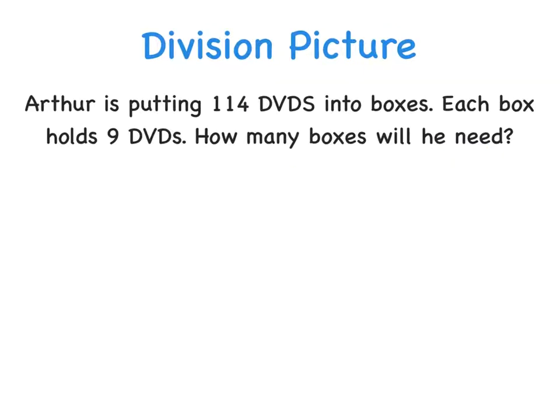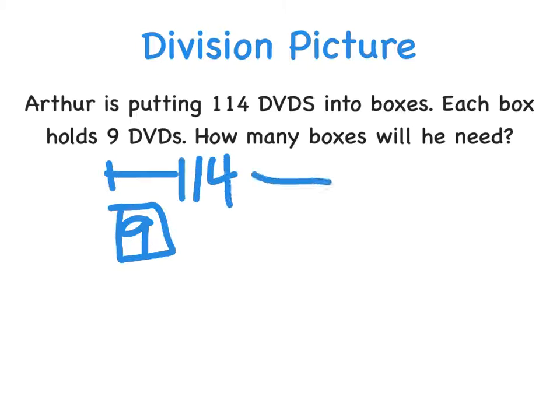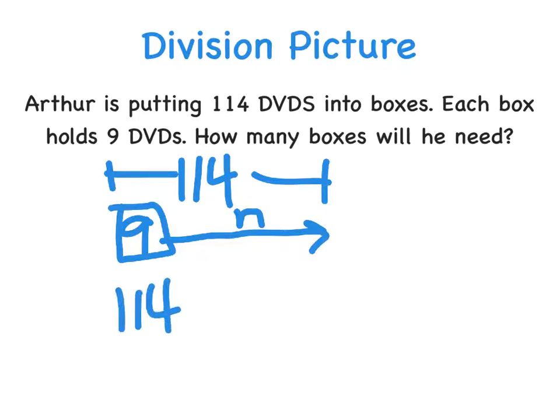Here's another example. Arthur is putting 114 DVDs into boxes. Each box holds 9 DVDs. How many boxes will he need? So I know that each individual box has 9 DVDs inside. And in all, we have 114 DVDs. But I don't know how many boxes he needs yet. So instead, I'll just draw an arrow to show that we're going to need more boxes and some amount. But I'm going to put N as my variable to show that we don't know how many boxes we need yet. My equation will be 114 divided by 9 equals N.